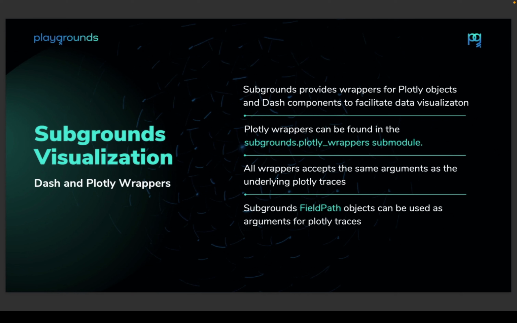So, Subgrounds visualization. Subgrounds itself provides wrappers for the Plotly object and Dash components, which is how we're able to facilitate visualization in Subgrounds. The wrappers themselves can be found in the Plotly wrapper submodule for Subgrounds. And there's no significant change in the behavior of Dash itself. The wrapper accepts the same arguments you would in a regular Dash app, with the addition of the Subgrounds unique field path objects, which are now also acceptable because it's built into the wrapper.